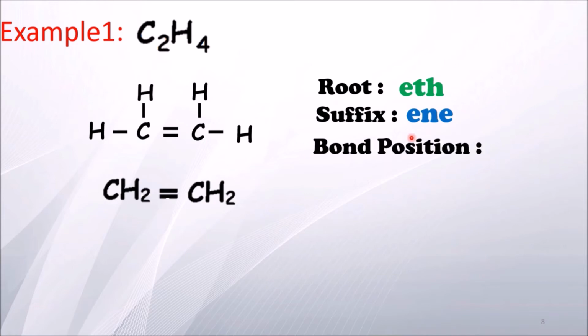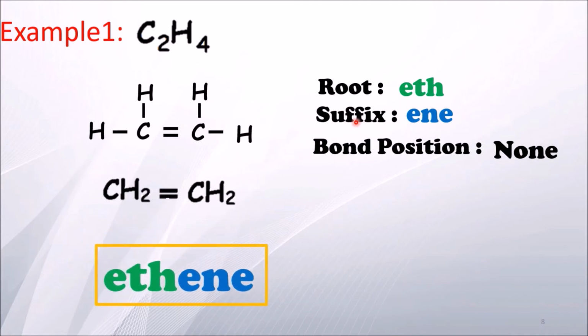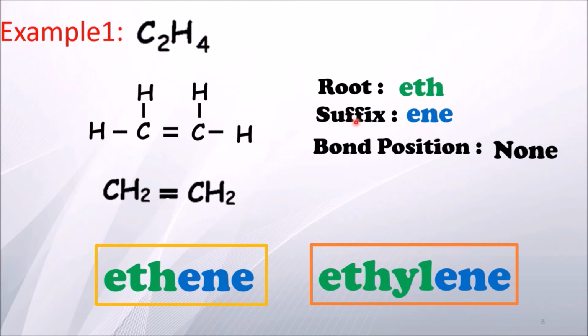Now, the bond position. What bond position are we going to give for this compound? Okay, all right, so here you can see that the double bond can only be found in this position, so there is no need to indicate the bond position. We have only 2 carbon atoms, so we do not indicate the bond position. So the name is going to just depend on the root word and then the suffix, and there we go. Ethene, that is the name for our compound. Ethene can also be called ethylene.